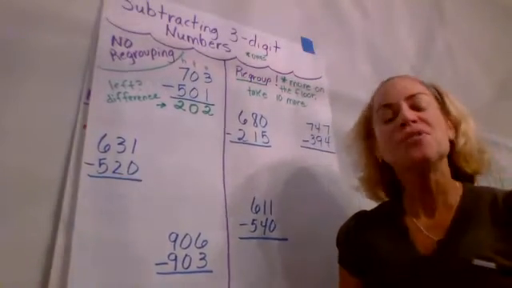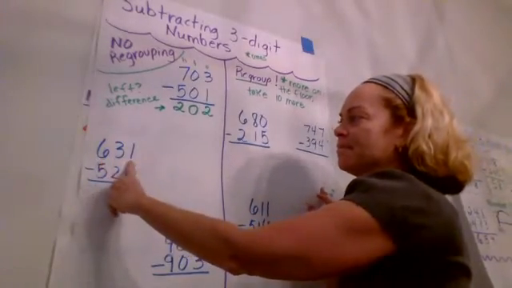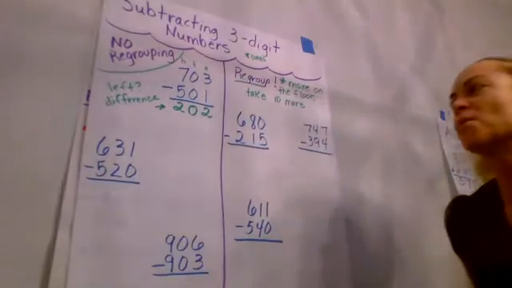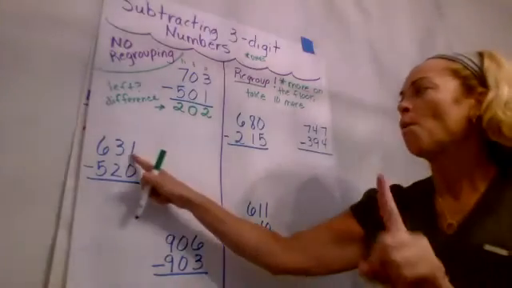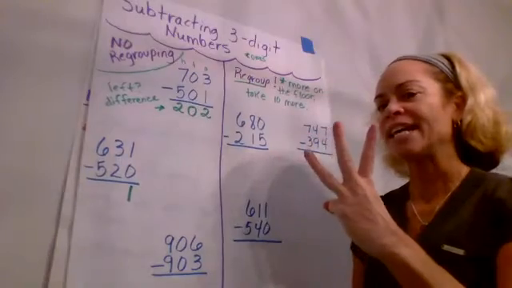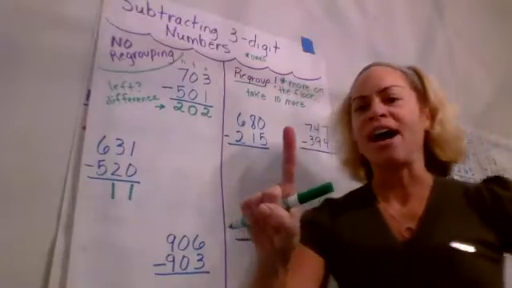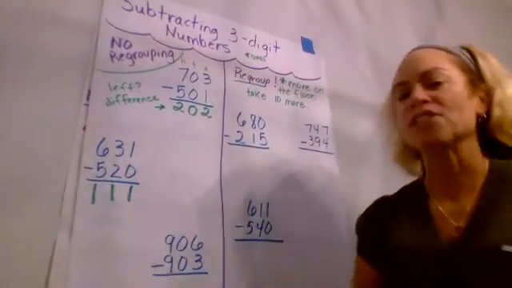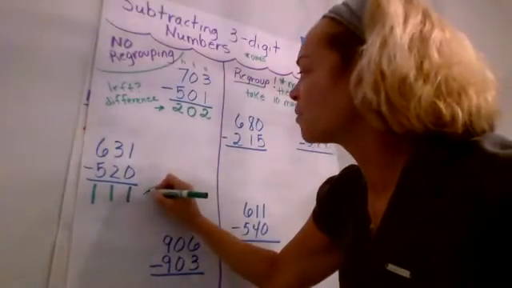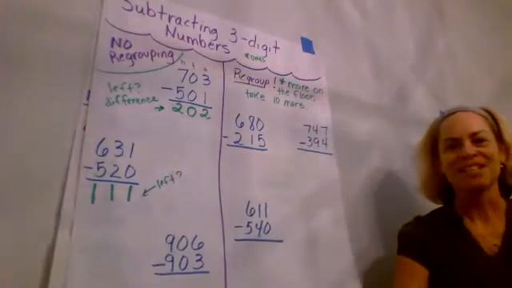Let's go back to starting at the ones place. Read these numbers, please. 631 minus 520. 1 take away nothing is 1. 3 take away 2 is 1. And 6 take away 5 is 1. My answer is what? 111. That is what is left. Okay, let's do our next one.